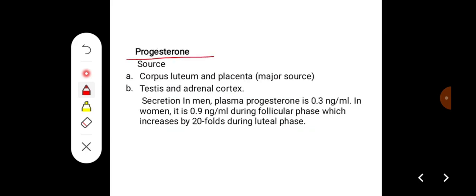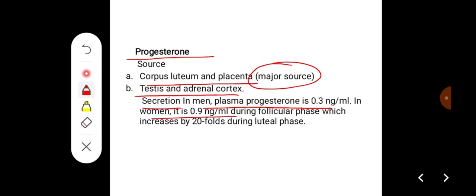Coming to progesterone. The source of progesterone is corpus luteum and placenta, where placenta is a major source, and also the testis and the adrenal cortex. Secretion: in men, plasma progesterone is 0.3 nanograms per ml, and in women it is 0.9 nanograms per ml during follicular phase. It increases 20-fold during luteal phase.